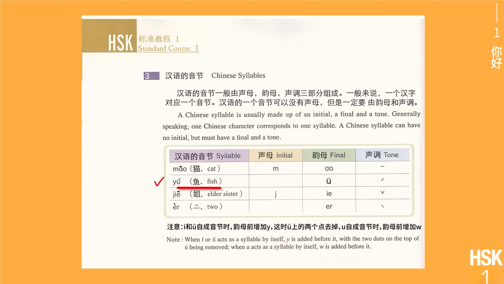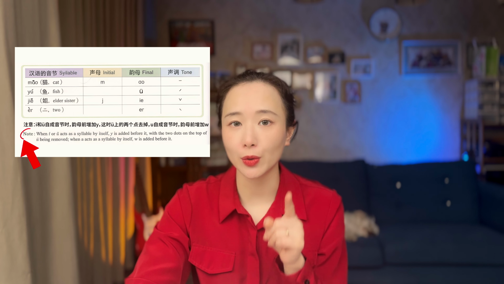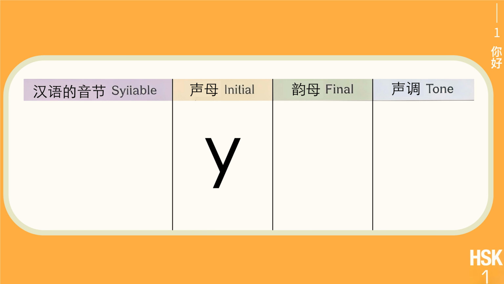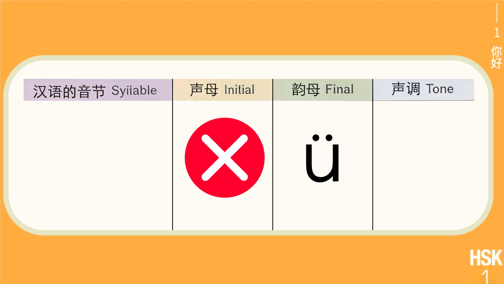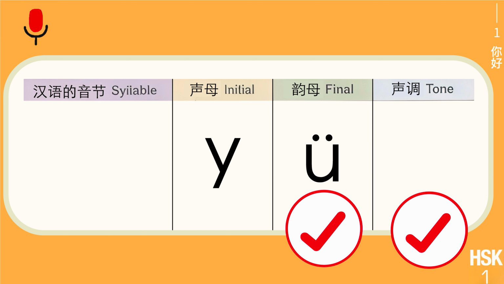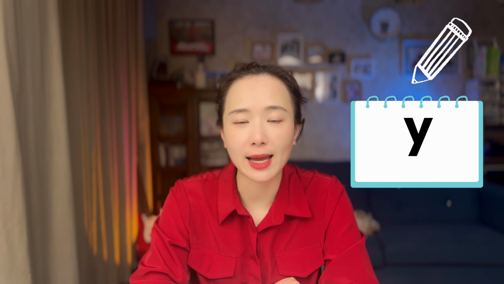鱼, fish. There's no initial, just the final 鱼, but in pinyin it's written as 鱼 with the third tone. Notice the two dots on 鱼 are dropped. Here is a simple rule to remember. When E is combined with 鱼, the E isn't really pronounced. Just pronounce 鱼 with a tone. Let's try it together. 鱼鱼鱼鱼. Now with second tone, 鱼. You only add E when writing, not when speaking.